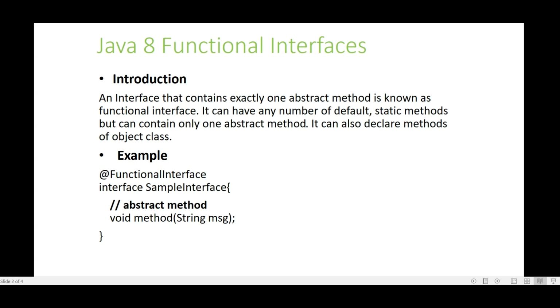An interface that contains exactly one abstract method is called a functional interface. It can have any number of default methods, static methods, or any object class method. But the condition is only one abstract method is allowed in the functional interface. So here is a sample example of a functional interface. We are using the @FunctionalInterface annotation, and there is one abstract method named method.